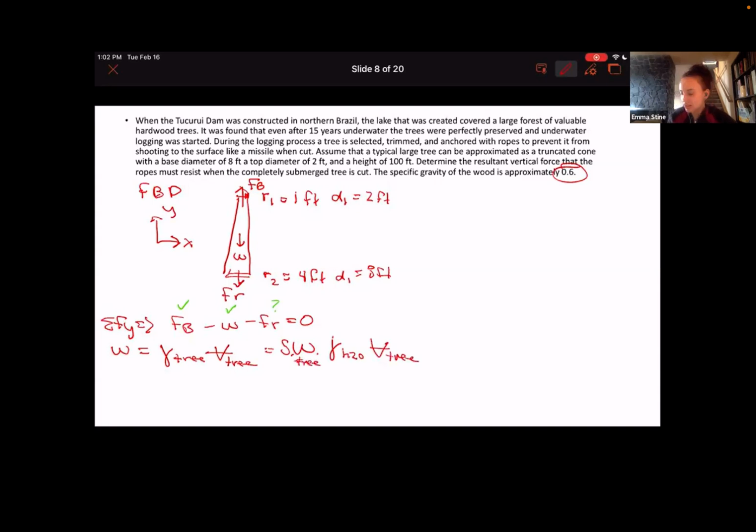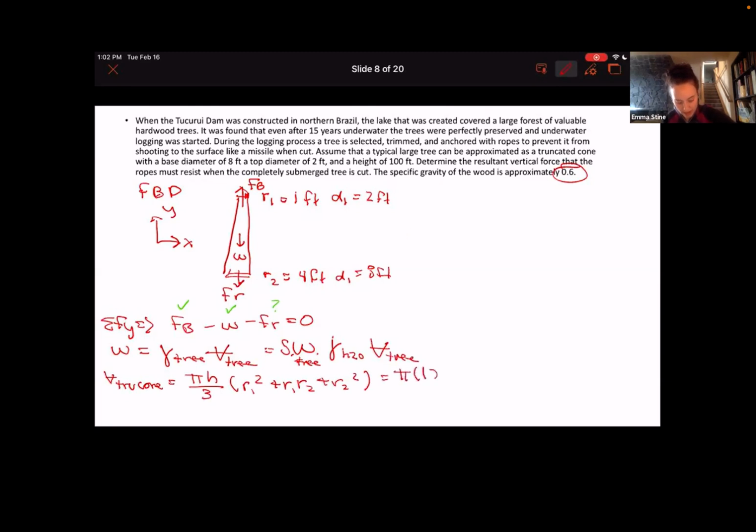But we need to find the volume of the tree. You're super resourceful, so you're going to Google the volume of a truncated cone. The volume of a cone is pi h over 3 times (r1 squared plus r1 r2 plus r2 squared). So we're going to do this really fast.